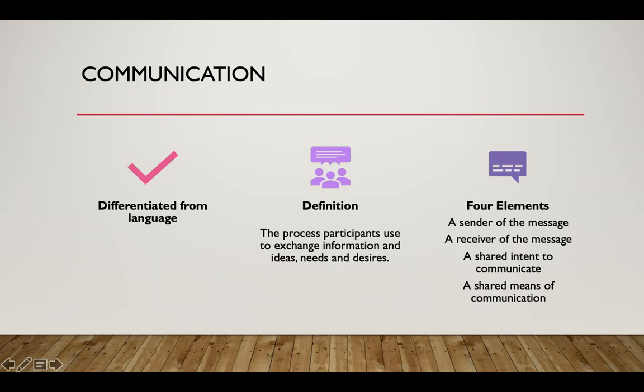Then we come to this broader category of communication. Communication and language are not necessarily the same thing, and that's confusing. In order to effectively communicate, there are about 4 elements. You have to have the sender of the message, you have to have somebody receiving the message, you have to have a shared intention of communicating to begin with. You have to both be interested, and you have to have a shared means. You have to have a shared language to communicate.